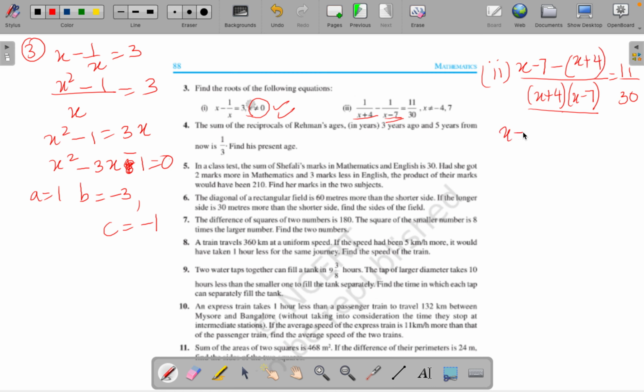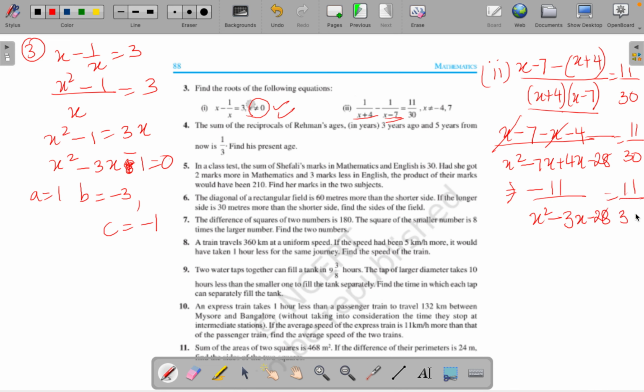Again, you will just open the bracket first, minus 7x plus 4x minus 7 4s are 28 equals to 11 by 30. X and x gets cancelled. This implies we are left with minus 11 upon x square minus 4, 5, 6, 7. So 3.